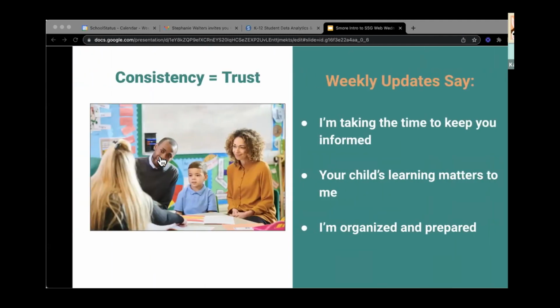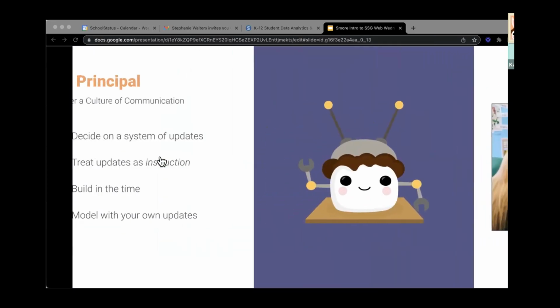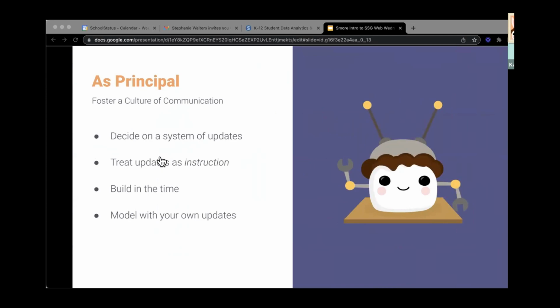So I want to move it back to the classroom. As we talked about already, if parents and caregivers trust their child's teacher, what happens? They do a better job of supporting their child's learning. Now, as a building leader or as a classroom teacher, maybe you have an ongoing system of updates in place, maybe you don't, or maybe there's something that needs tweaking. The important thing for you is to assess what's right for your community, decide on a regular system of updates, and then stick to it.